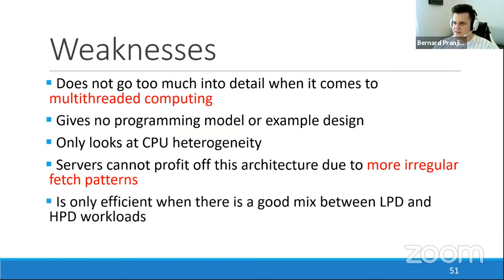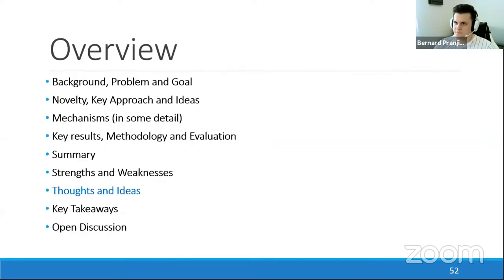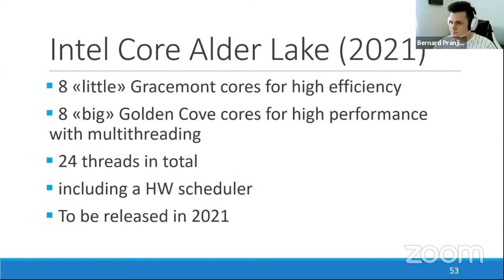And another thing, it's only efficient when there is a good mix between LPD and HPD workloads. So this is ideal. You don't have this every time, so you can't choose to get a good mix between apps that are good on an out-of-order core and those that aren't. Or it's really hard. Okay. Now, some thoughts and ideas.